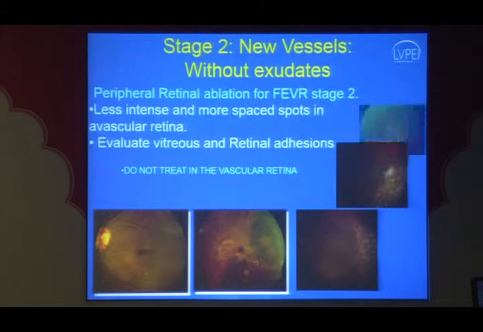And the exudative RDs are the ones which we should diagnose. If they have a retinopathy like an avascular retina or new vessels, then they need retinal ablation. These are less intense and more spaced than what we give for ROP. And always when we do these laser or cryo, we have to evaluate the vitreous and retina adhesions and don't treat in the vascular retina.